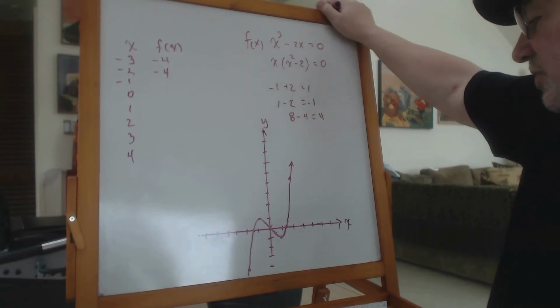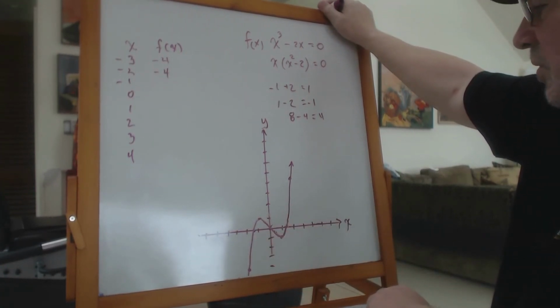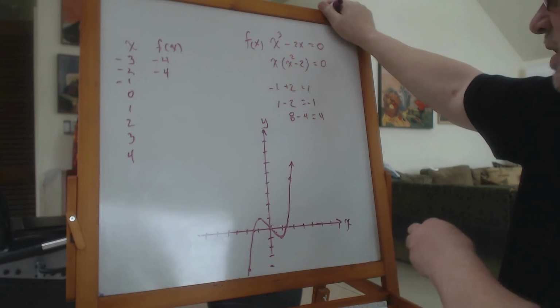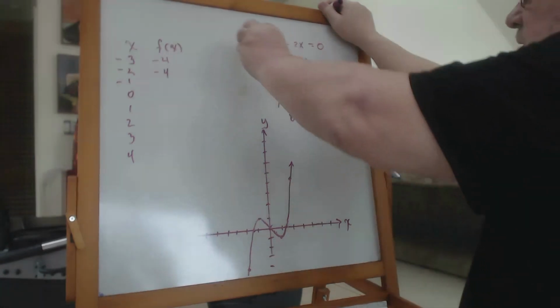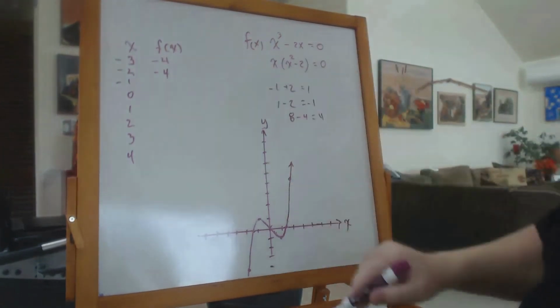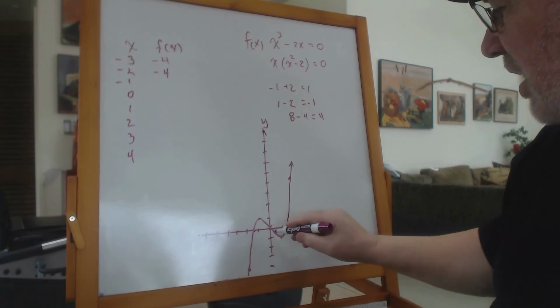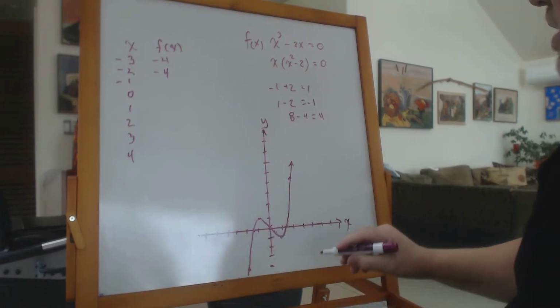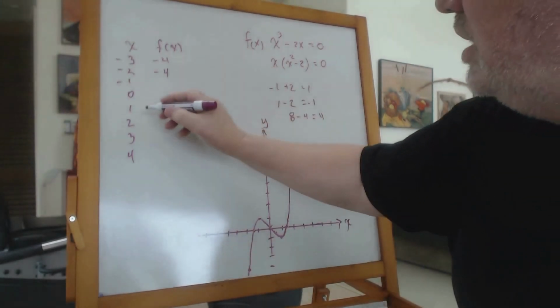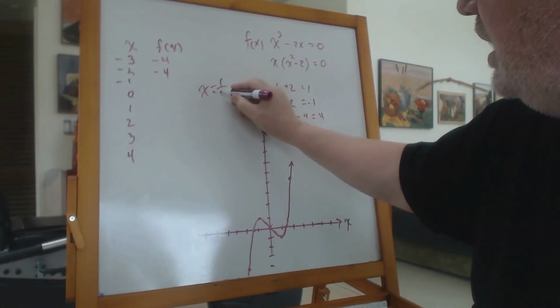And again, this is not atypical of third order equations. They're kind of interesting because they squiggle around like that, and you often get three zeros. Let's try something in between, let's say something between 0 and 1. Let's try 0.5, x equals 1/2.